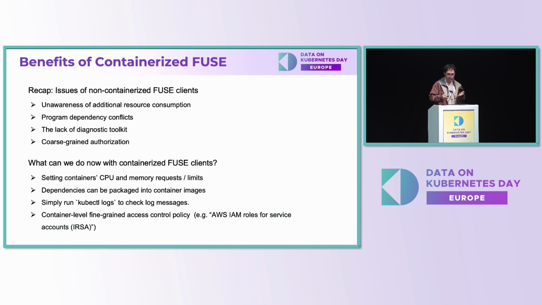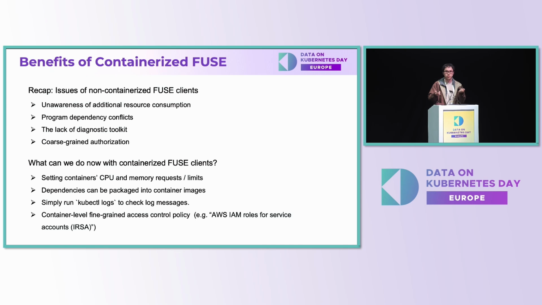Containerized Fuse clients help us solve the issues mentioned before. Firstly, we are now able to set in-container CPU and memory requests or limits to control its resource consumption. Fuse pods will run in the Kubernetes world just like any other workload. And the second problem is the dependency conflicts. Dependency conflicts will not be a problem again because they are packaged together into container images. This is a natural advantage when we are using containers.